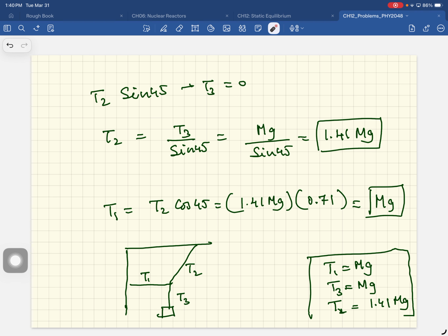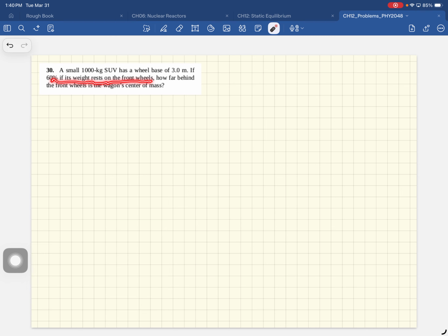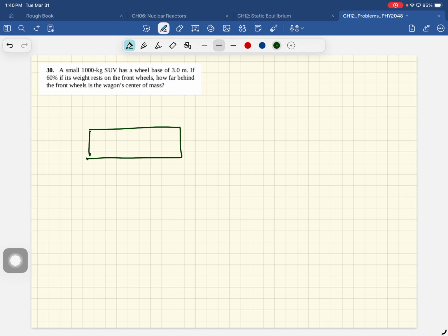So this weight is trying to tip it over clockwise like this. This is the counterbalancing torque holding it back. Okay. What is this distance going to be? So the thing is 6 meters, so that is 3 meters, so this would be 1.2 meters.